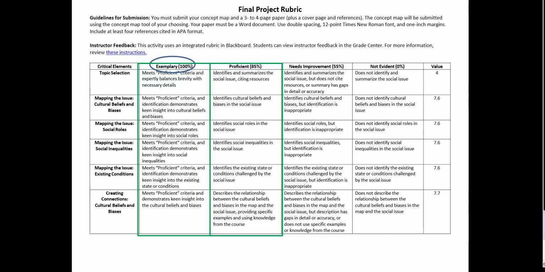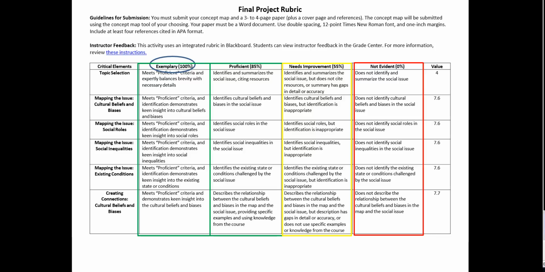Okay, so what exemplary is, is that you met proficient and you went above and beyond. These are the two columns in the rubric that you really want to pay attention to. And the needs improvement is, we've talked about this before, you might identify and summarize the social issue, but you do not cite the resources, which was called for in the proficiency level, or the summary has gaps in detail or accuracy. So really it's that you made the attempt, but there are some issues with the actual submission, and then not evident is it's just not there.